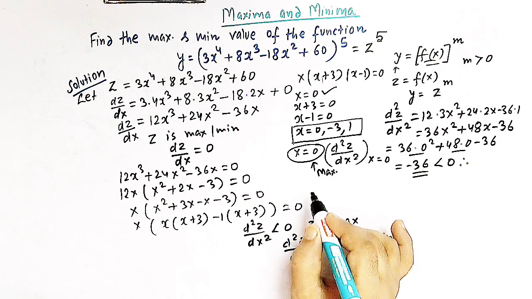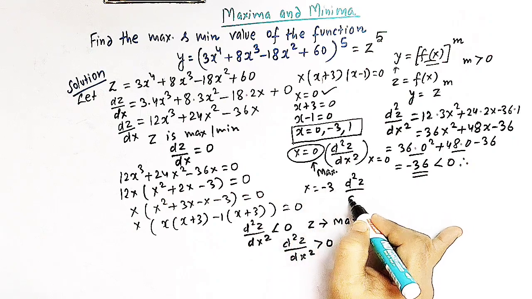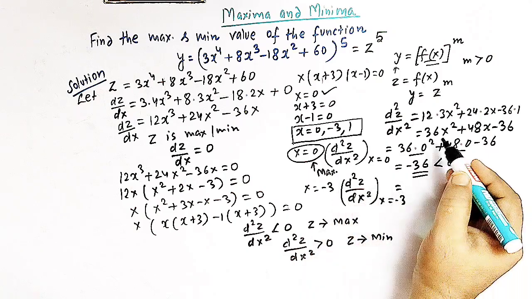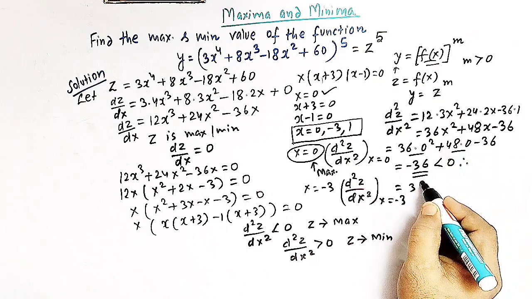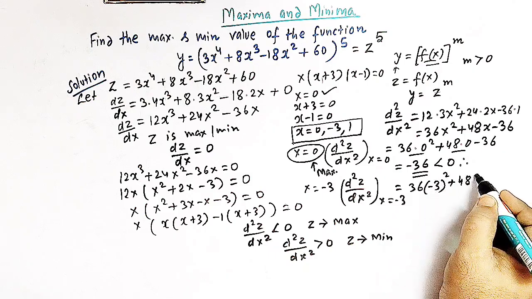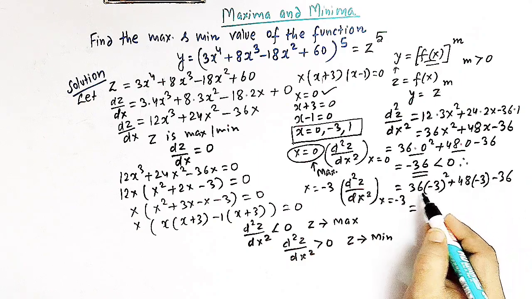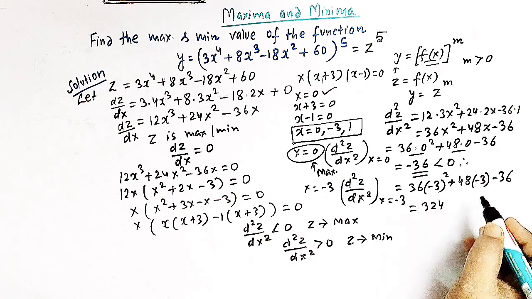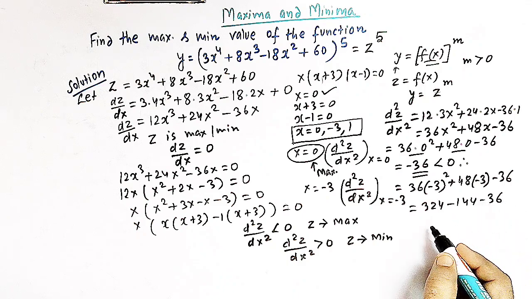Okay, now let us take x is equal to minus 3. So the value of the second derivative at this point, that is minus 3, is given by taking x is equal to minus 3 here. So we have 36 times minus 3 square, then we have 48 times minus 3 minus 36. So here if we multiply both these numbers, we'll get 324, and here we have minus 144, this is minus 36.